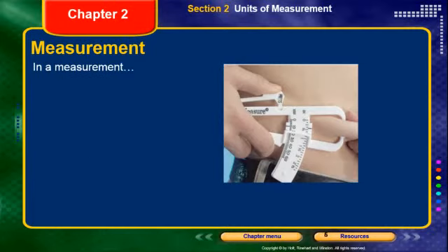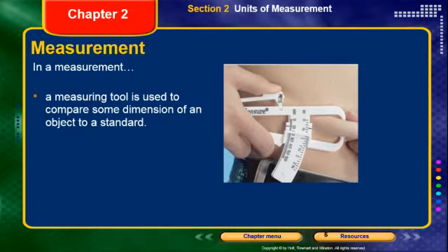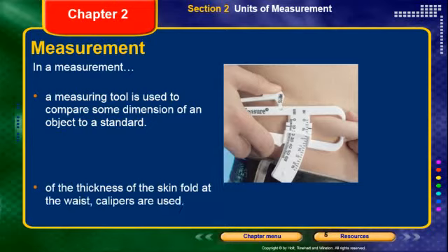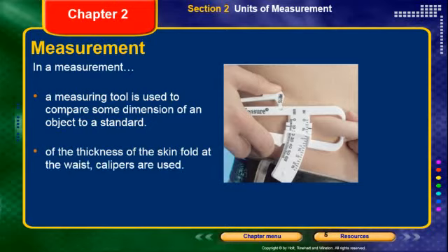When we do a measurement, we use a measuring tool. So a measuring tool is used to compare some dimension, it can be any dimension, of an object to a standard, some standard one thing we compare it to. For example, if we are measuring body fat content, we measure the thickness of a particular skin fold around your waist, and we use calipers, and we measure the thickness, typically in something like centimeters. All right, 1 centimeter is the standard. Okay, thickness or length is the dimension.